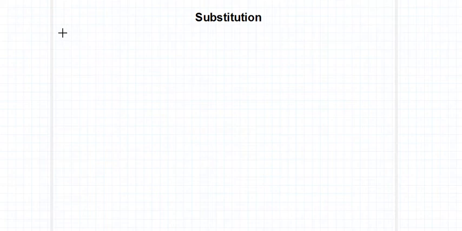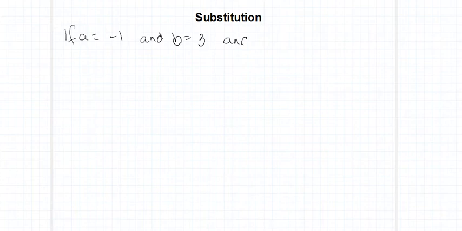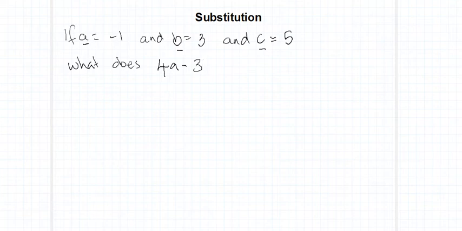So for example, if I said to you that if A equals -1 and B equals 3 and C equals 5. So I've given you the information as to what each of these letters is worth. What does, let's make something up, 4A minus 3B equal? So in this particular case here, what we need to do is substitute the values of A, and in this case B. I'm just going to leave C for another question a little bit later on.